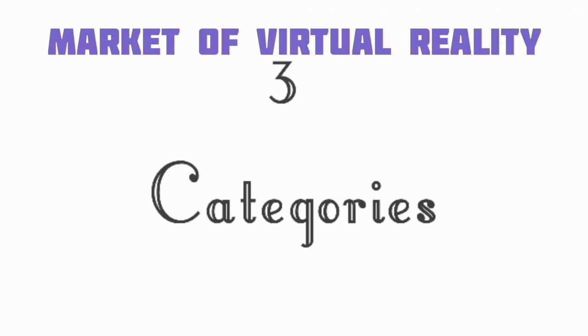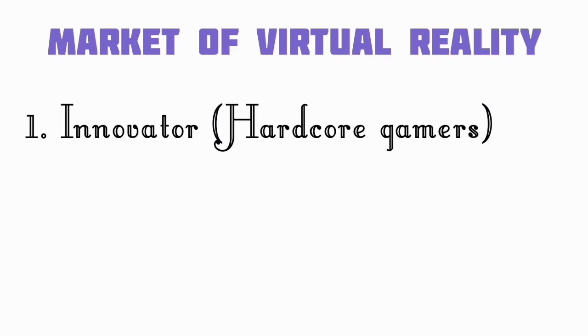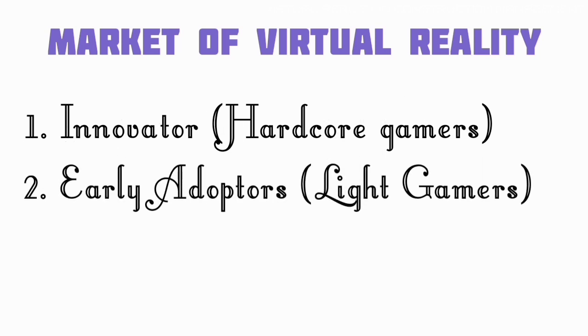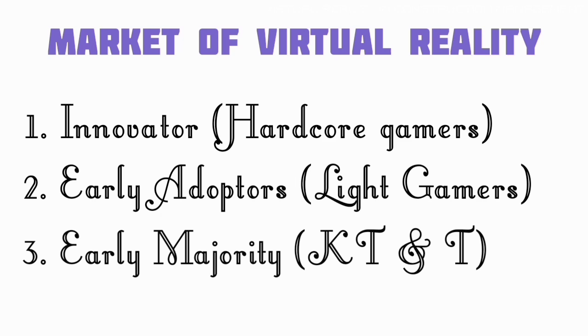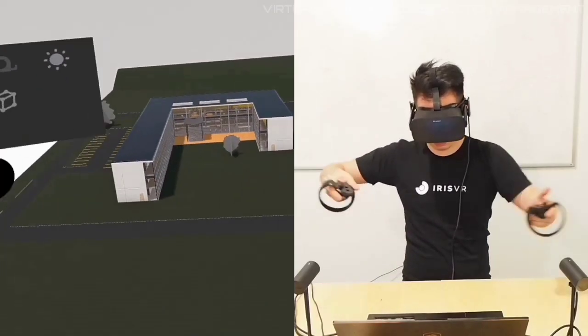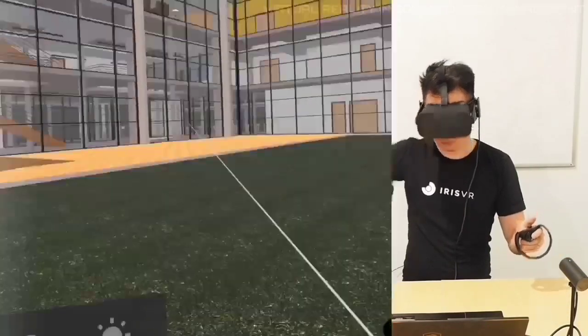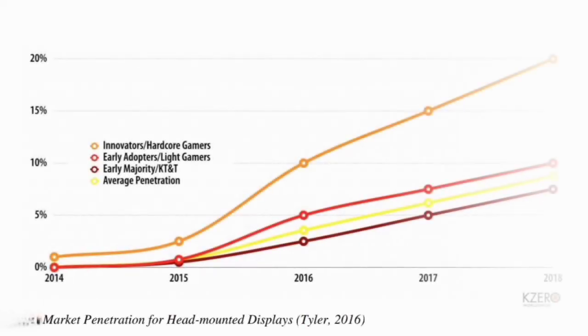Then the addressable market for virtual reality is broken into three different user categories. The first one is innovator, that means hardcore gamers. The second one is early adopters, that means light gamers. The third one is early majority. Virtual reality in construction falls into the user categories of innovator and hardcore gamer, which has the highest forecasted growth over the next few years.